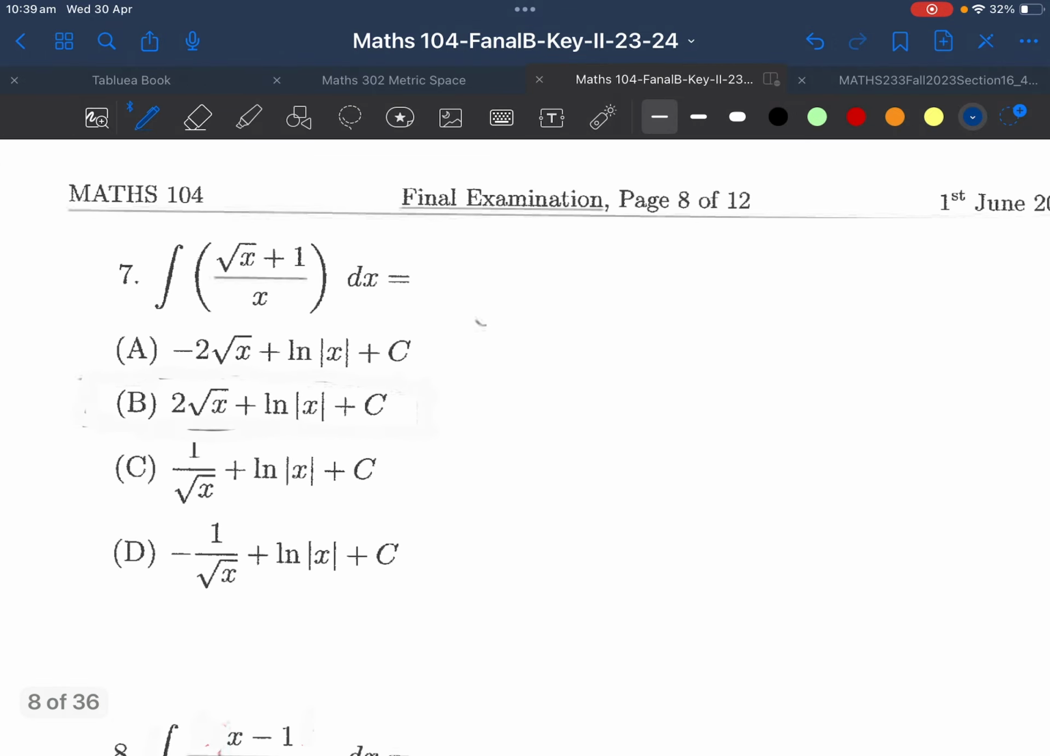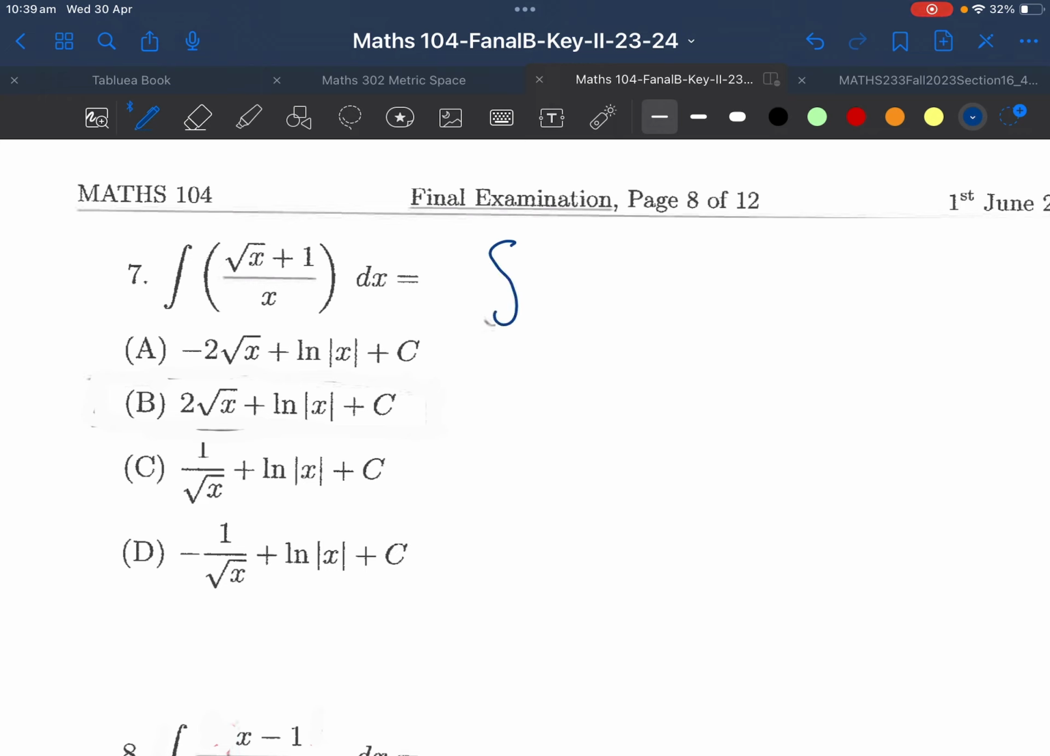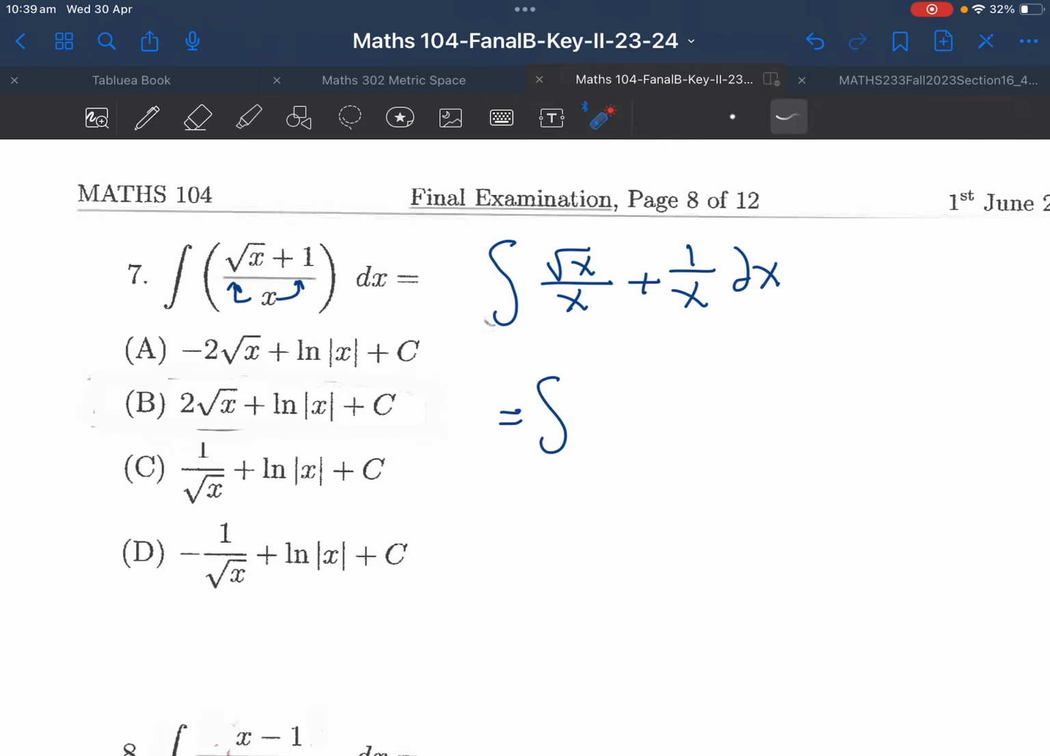Now we go to question number 7. In question number 7, we have seen this before. What we need to do is split up the fraction. Each one will take the x. There is no other way because I don't have any idea what to do.